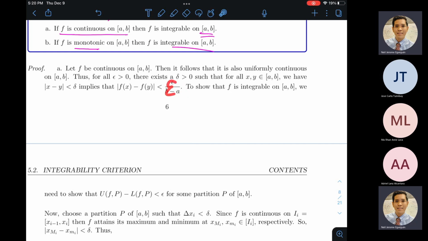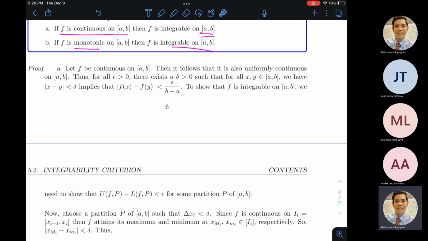So instead of an epsilon, I am choosing the challenge here in a clever way. So gagawin ko siyang epsilon over b minus a. And you will see later bakit gusto ko siyang epsilon over b minus a. Bakit hindi na lamang epsilon?